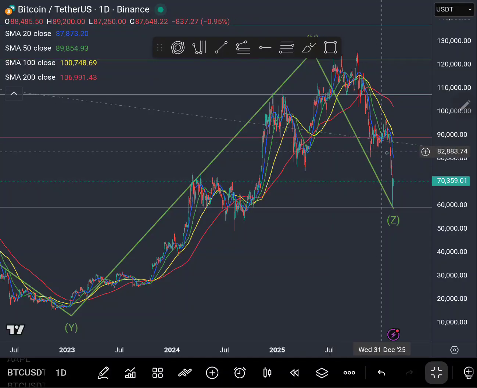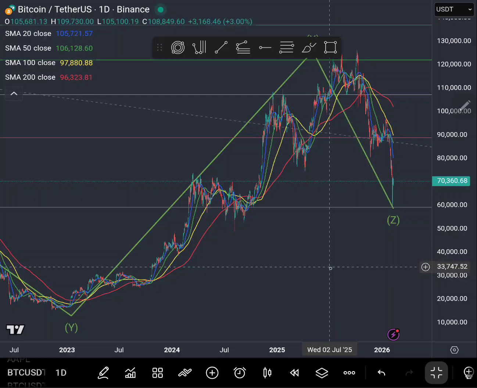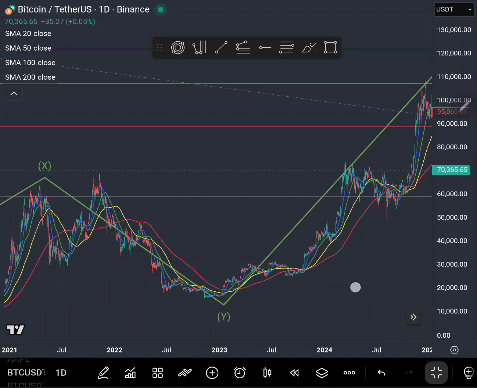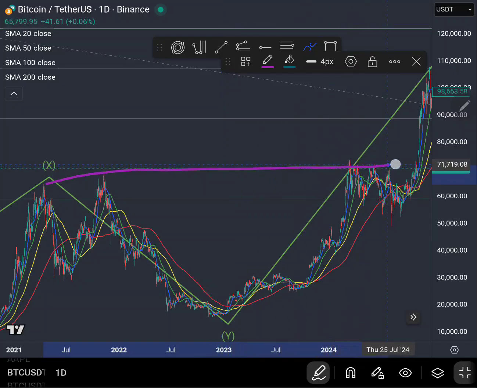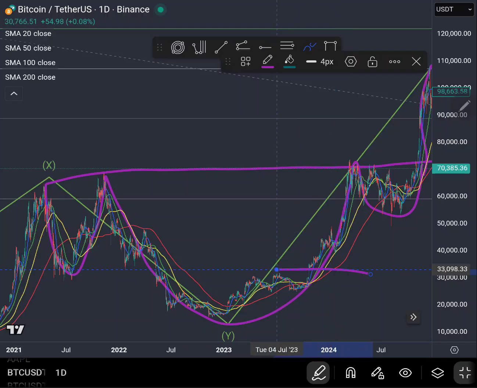Yeah, I mean, even if you look at it from this, right? You could maybe call this an inverse head and shoulders, so you've got a shoulder here, the head, and then another shoulder there. It's upside down. And then it had the breakout. Let me get rid of that.